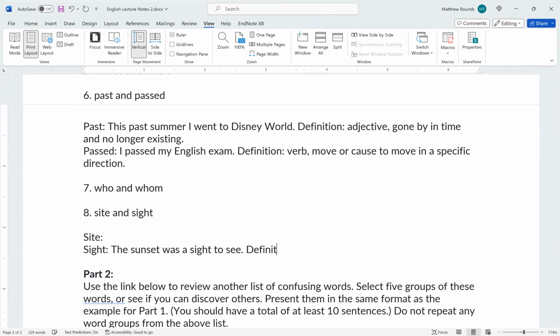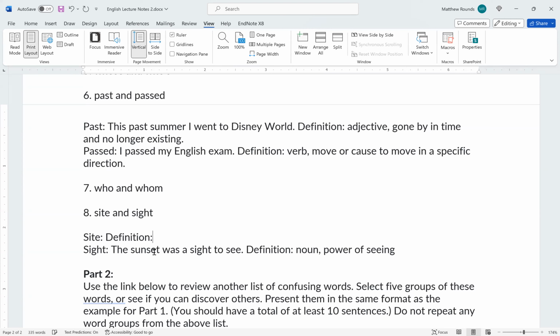We need the part of speech for sight, S-I-G-H-T. Could you look that up, whether it's a noun, an adjective, whatever it is? It is a noun, the faculty or power of seeing. Okay.